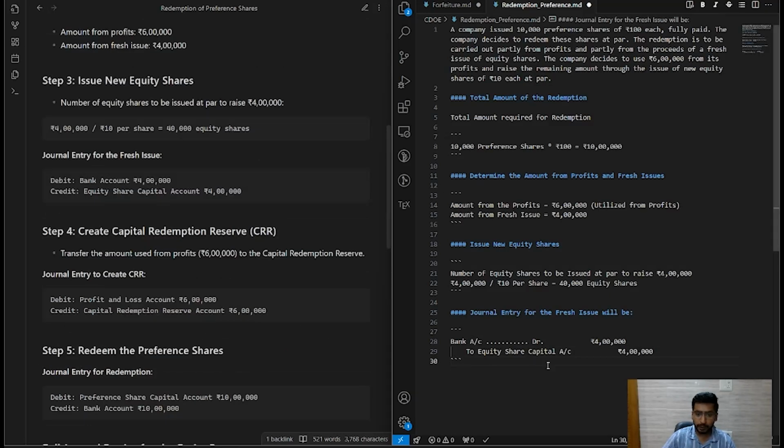After that, we will create a capital redemption reserve. For the capital redemption reserve, first of all, we will transfer. Why do we need to do that? We need to transfer that profit to the capital redemption reserve.